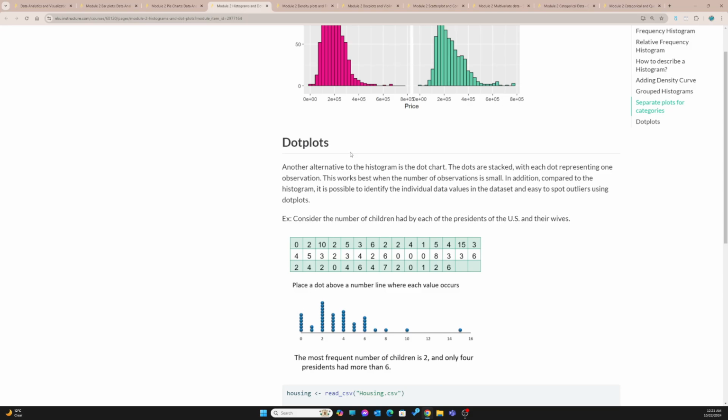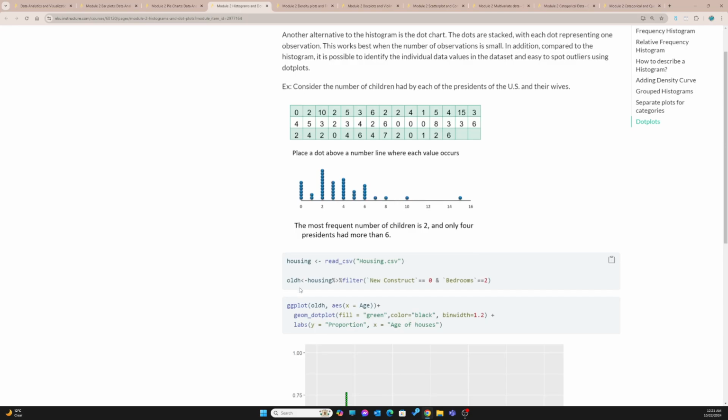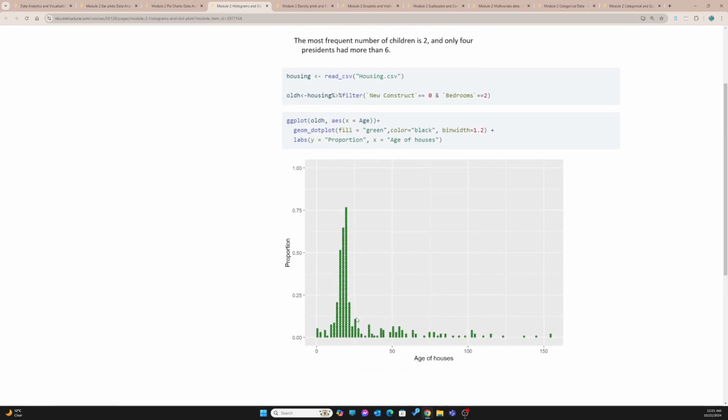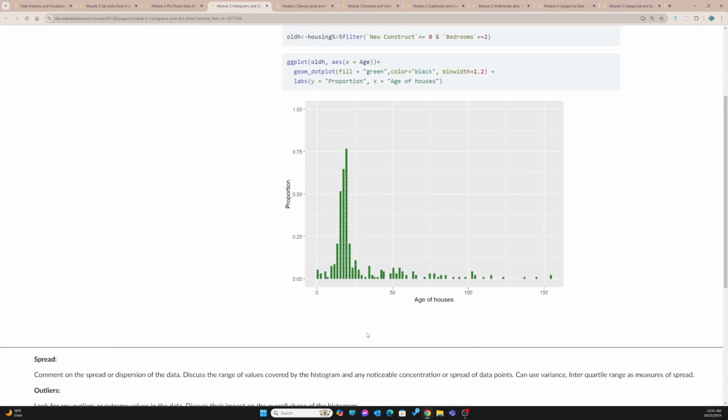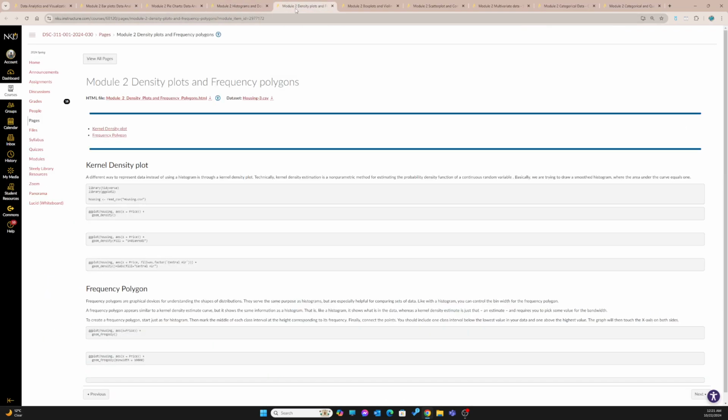Now there are dot plots, kind of like histograms, but they plot each point as a dot. This is similar to histograms as well. All right, see, it looks kind of good. So that is it about histograms and dot plots. Now there are more plots that we're going to talk about.